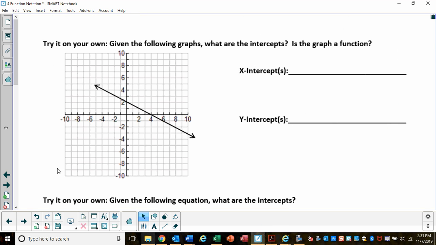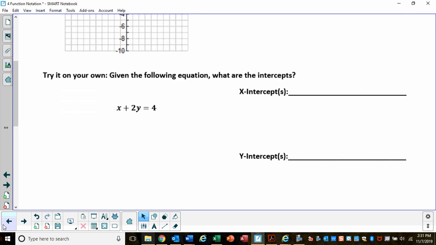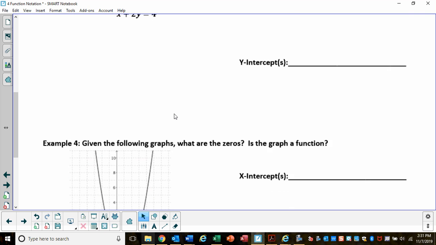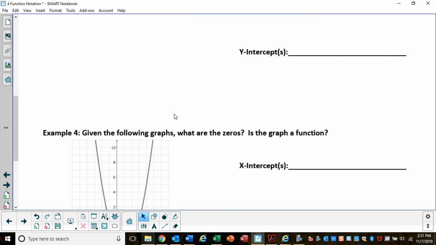So now you guys are going to try a graph on your own. And then what you're going to do is you're going to try an equation on your own as well. Okay? So give those two a try. You can either pause the video or come back to it at the end.